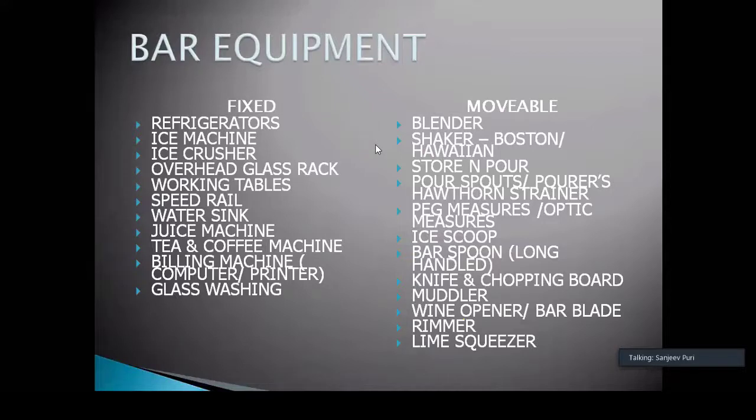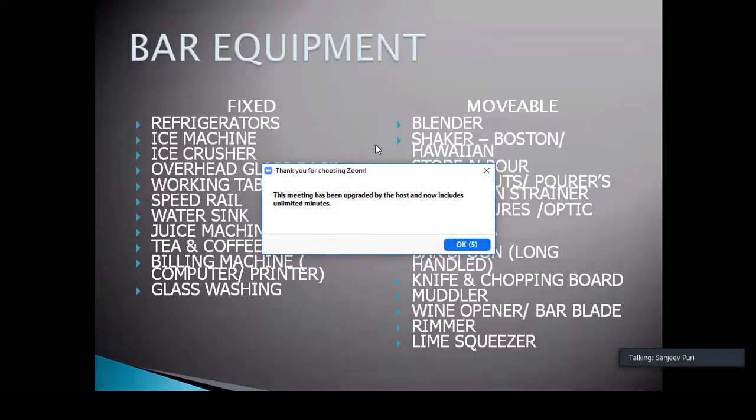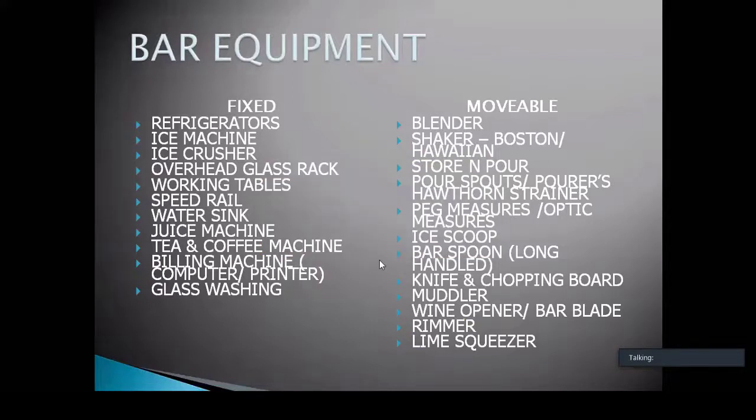Another assisting equipment is your Hawthorne strainer. It consists of the strainer and a spring, and the spring is a very important part of the bar, very important bar equipment. The spring helps us to remove the pips of citrus fruits out of the drinks. Then we have peg measures.